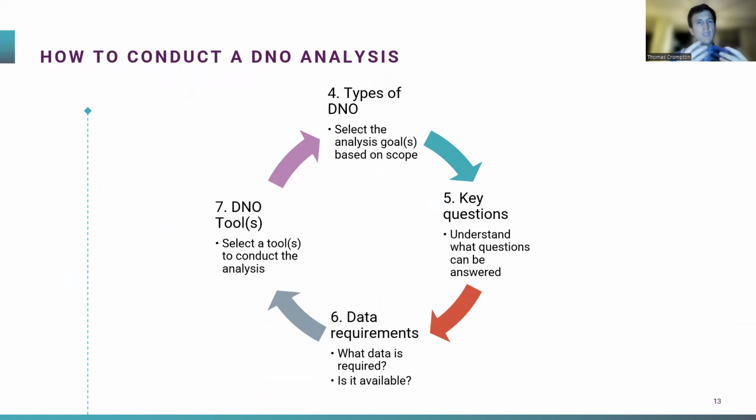And so first we start off with the types of DNO, and we're going to go through those. What are the different types of DNO? What do they look like? And then after you've chosen that, what are the key questions that can be answered within each of those?